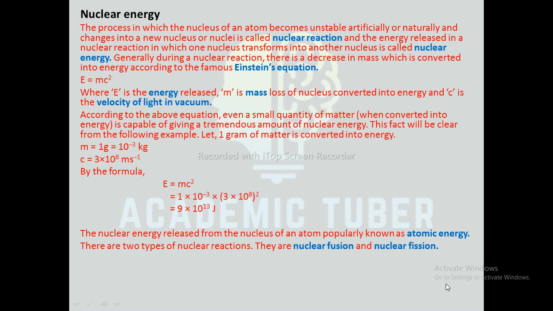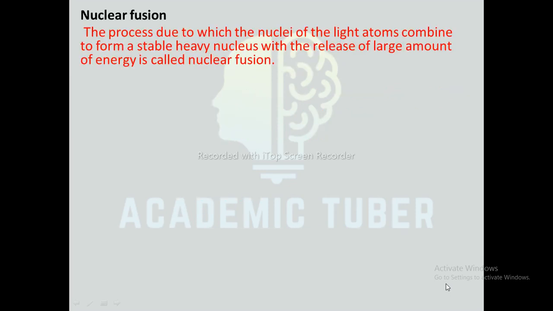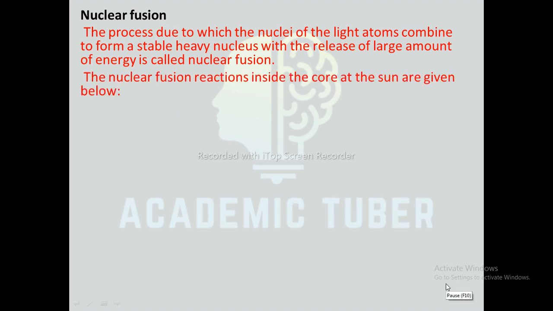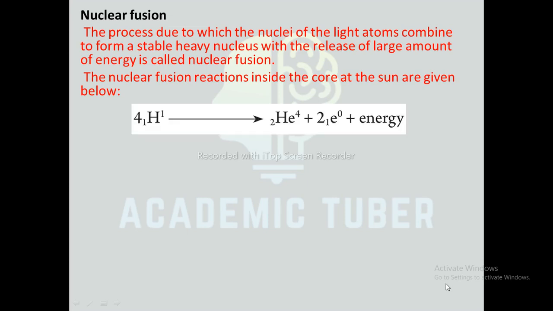The nuclear energy released from the nucleus of an atom is popularly known as the atomic energy, and there are two types of nuclear reaction. They are nuclear fusion and nuclear fission. Nuclear fusion. The process due to which the nuclei of light atoms combine to form a stable heavy nucleus with the release of a large amount of energy is called nuclear fusion. The nuclear fusion reaction inside the core of the Sun is given below. Four hydrogen nuclei fuse together to form a helium nucleus.